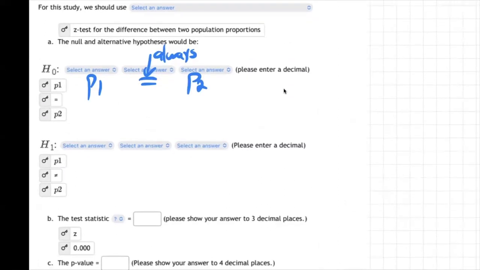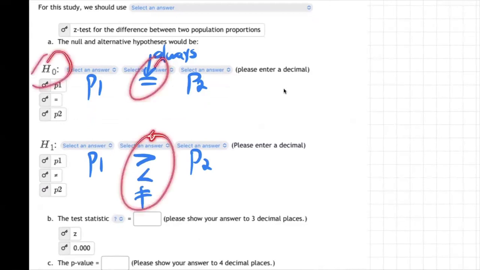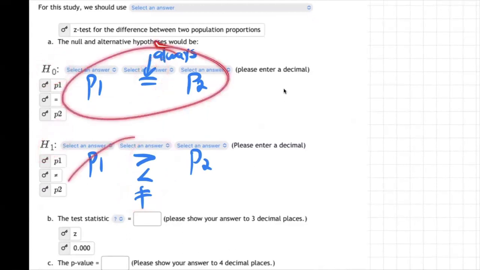H0 is always equals. And then H1, it's going to be greater, less, or not equal. It can't be equals because these have to be different, don't they? H0 and H1, they're like two attorneys arguing. They can't be saying the same thing or there wouldn't be any debate. Wouldn't need a judge, wouldn't need a jury, right? They're saying different things. This one's saying equal, this one's saying something else.